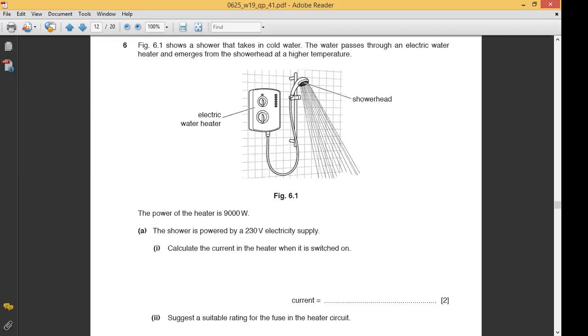Figure 6.1 shows a shower that takes in cold water. The water passes through an electrical water heater and emerges from the shower head at a higher temperature. We have the electrical water heater and the shower head. The power of the heater is 9,000 watts. The shower is powered by a 230-volt electricity supply. Calculate the current in the heater when it is switched on.